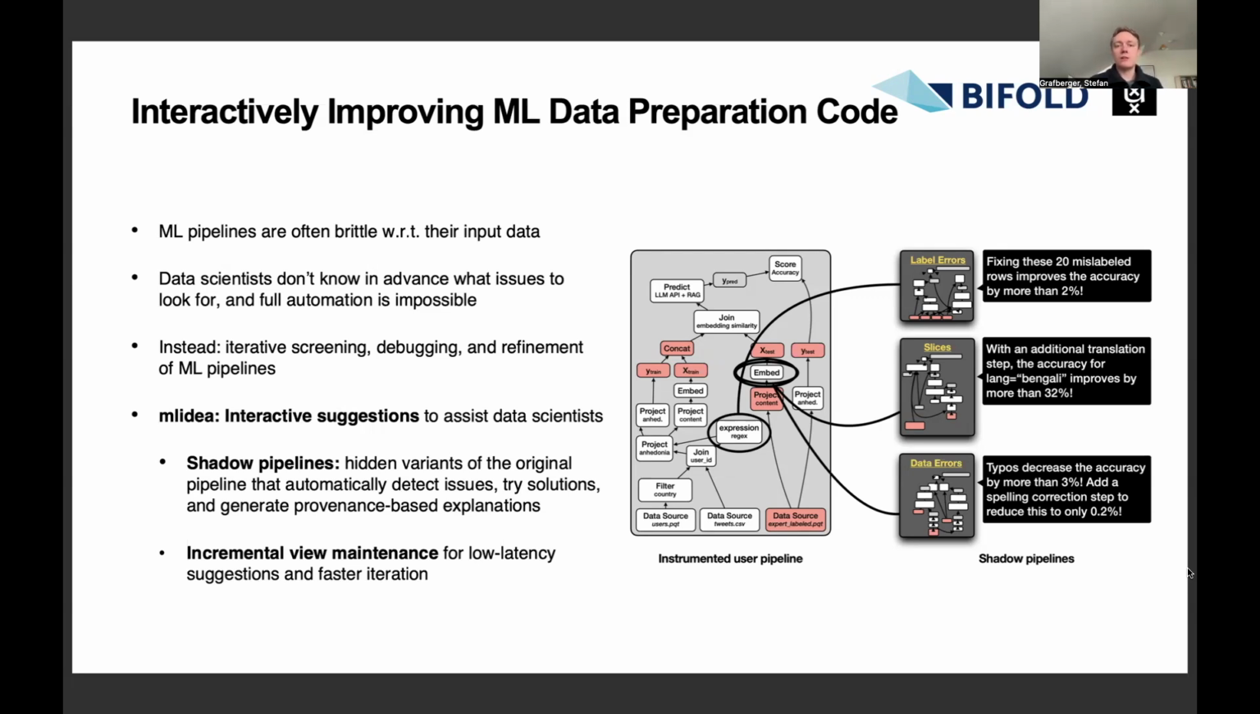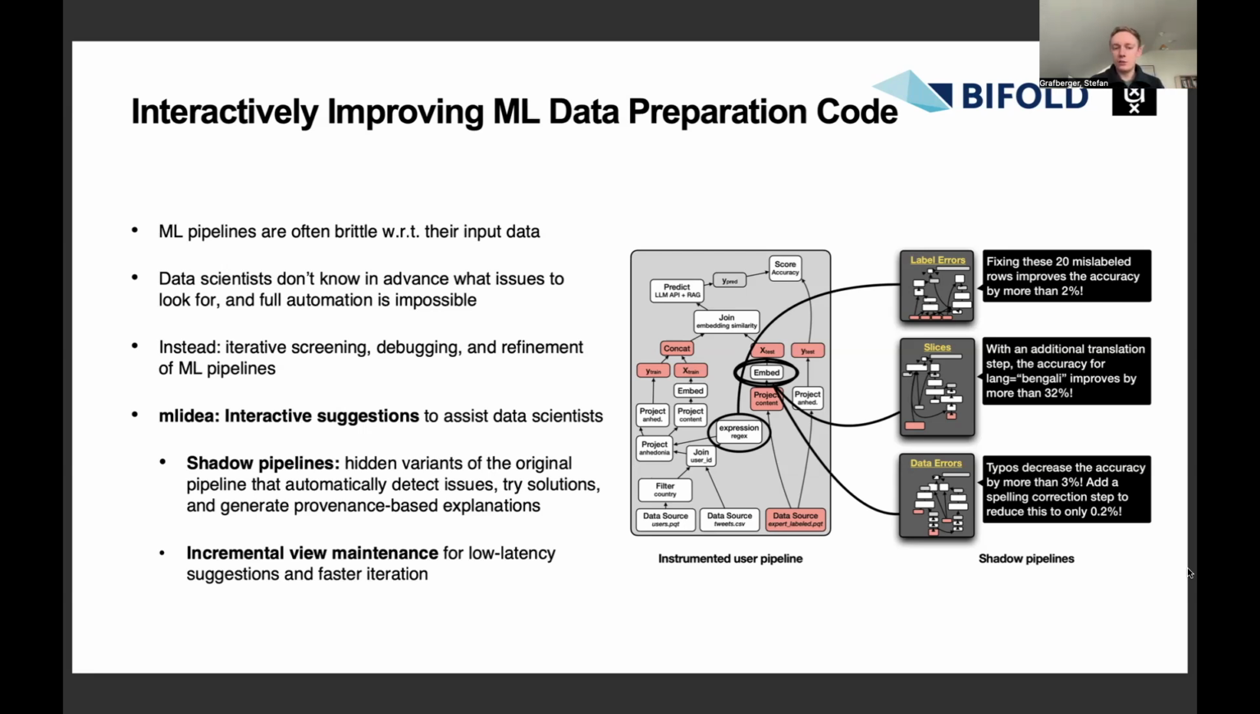Machine learning pipelines are often brittle with regards to their input data, which causes problems with their robustness, reliability, and fairness. This is what we want to help with. But data scientists typically don't know in advance what type of issues they're looking for. And also we can't fully automate this development process, because there are many trade-off decisions that have to be made by humans. So typically, data scientists work on their pipelines by iteratively screening, debugging, and refining them. And we want to help them with this with interactive suggestions.